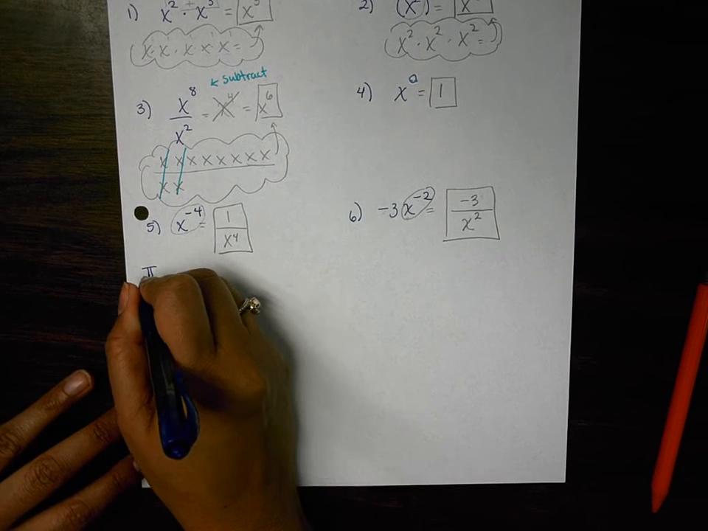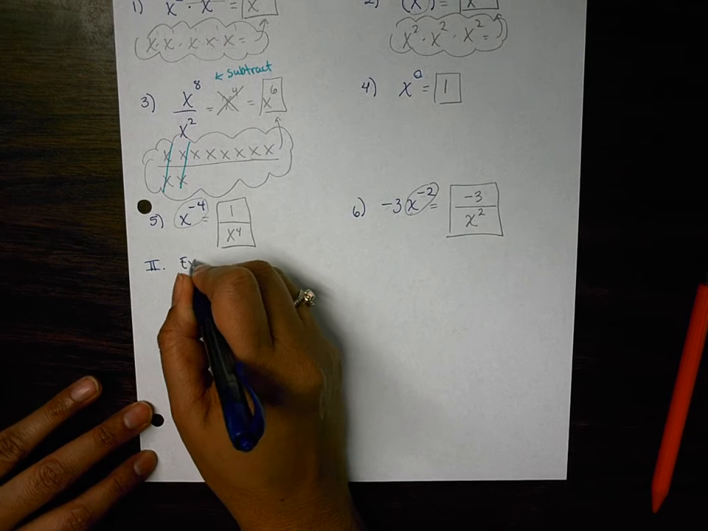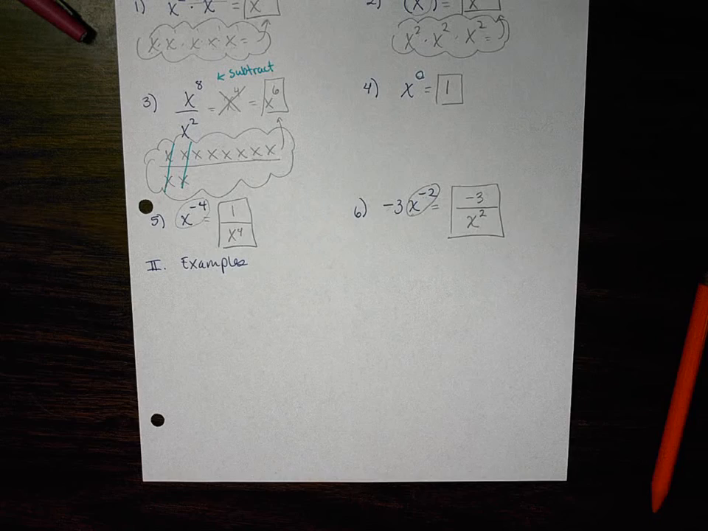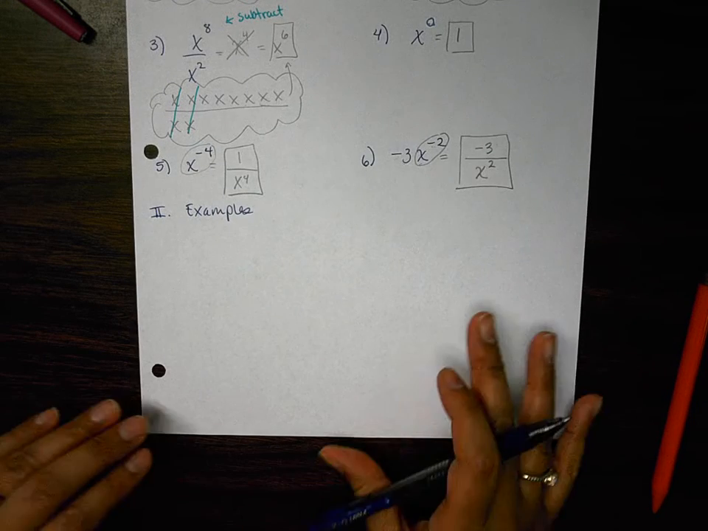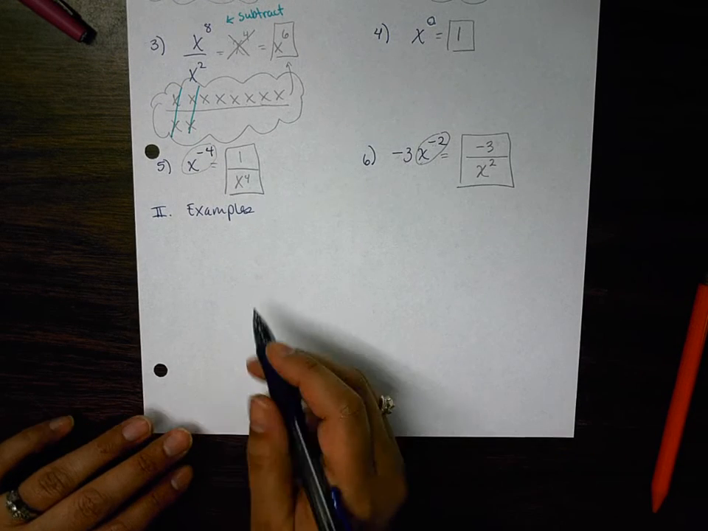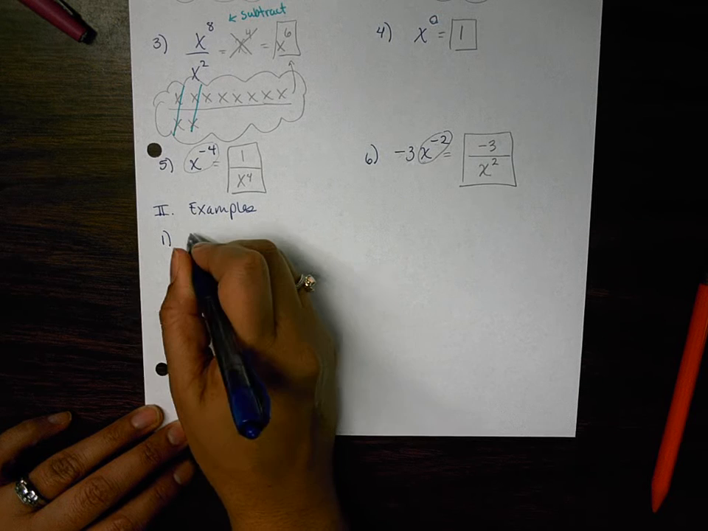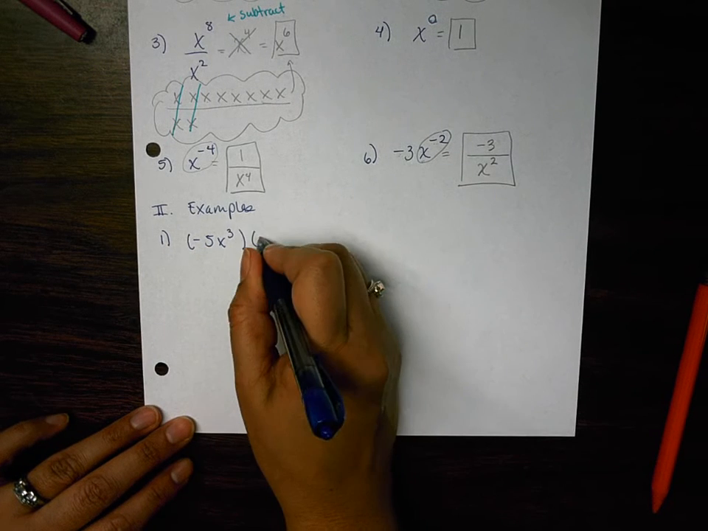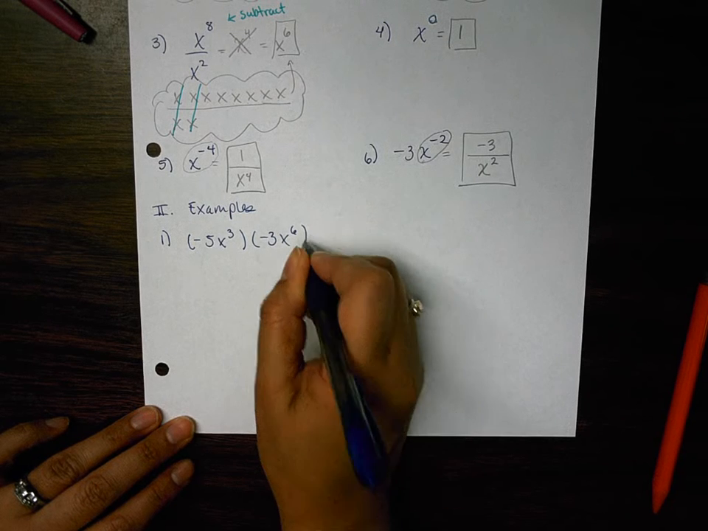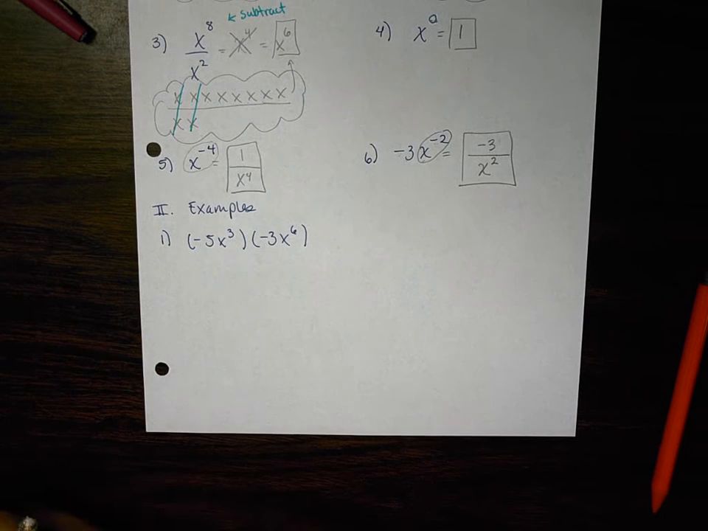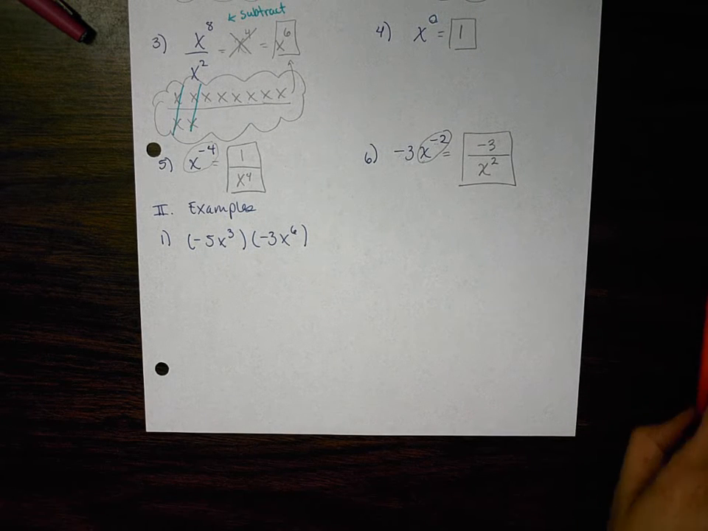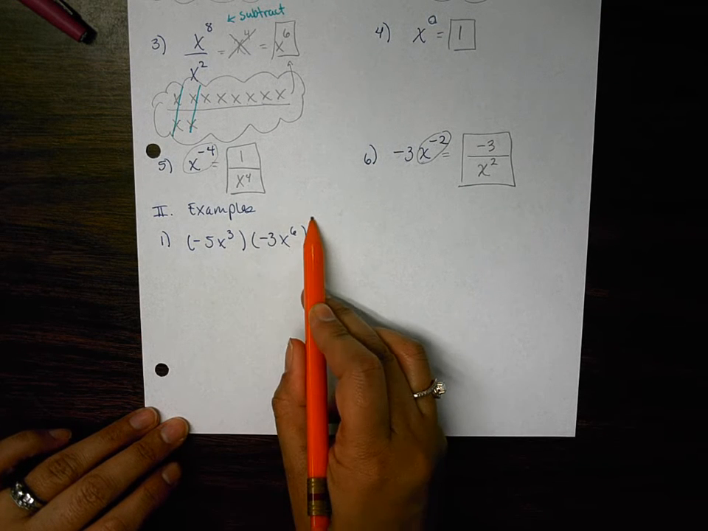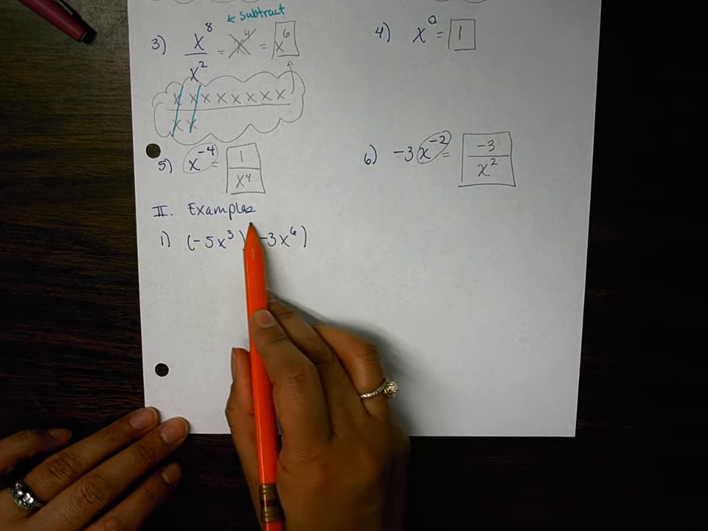All right. Part 2, examples. Now these examples are still review. We're going to make them just a little bit harder than the 1 through 6 at the top. Number 1, negative 5x to the 3rd times negative 3x to the 6th. When you see these problems, the first thing you want to look for is whether there are any powers on the outside. On either one, are there any powers on the outside?